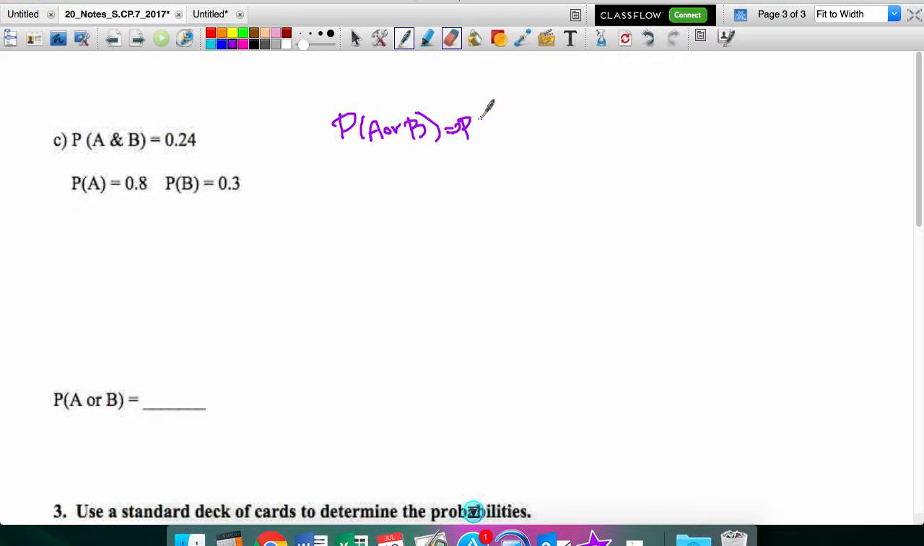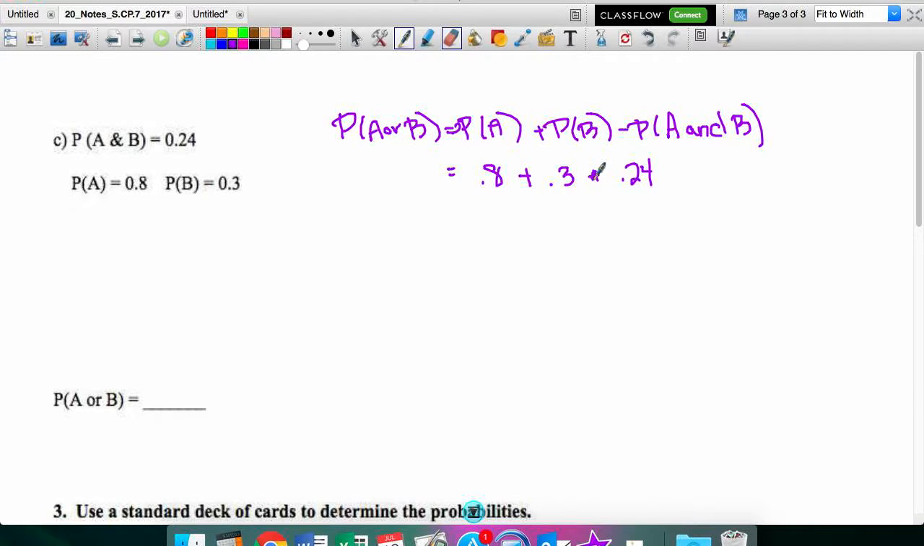Once again, A or B is equal to the probability of A plus the probability of B minus the probability of A and B. Plugging in A, plugging in B, and plugging in the intersection probability. Oops, sorry, that should be a minus sign here. And calculating, we get 0.86.